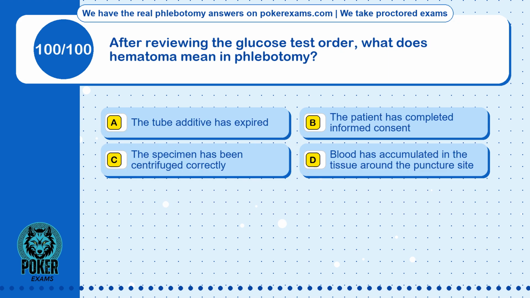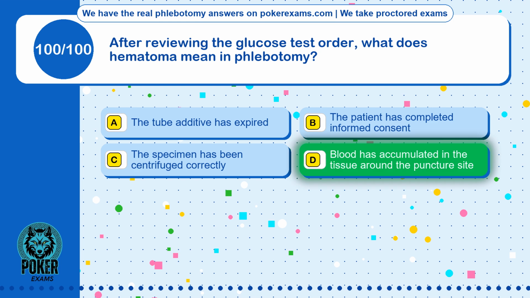Question 100. After reviewing the glucose test order, what does hematoma mean in phlebotomy? Option A. The tube additive has expired. Option B. The patient has completed informed consent. Option C. The specimen has been centrifuged correctly. Option D. Blood has accumulated in the tissue around the puncture site.